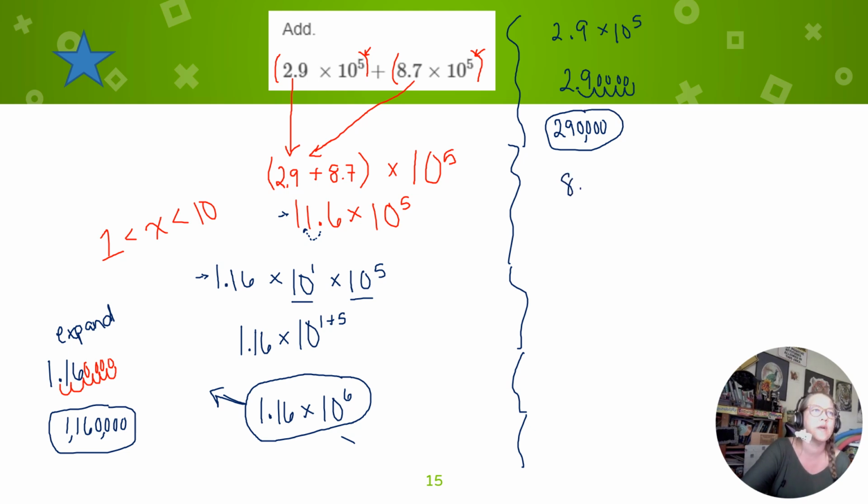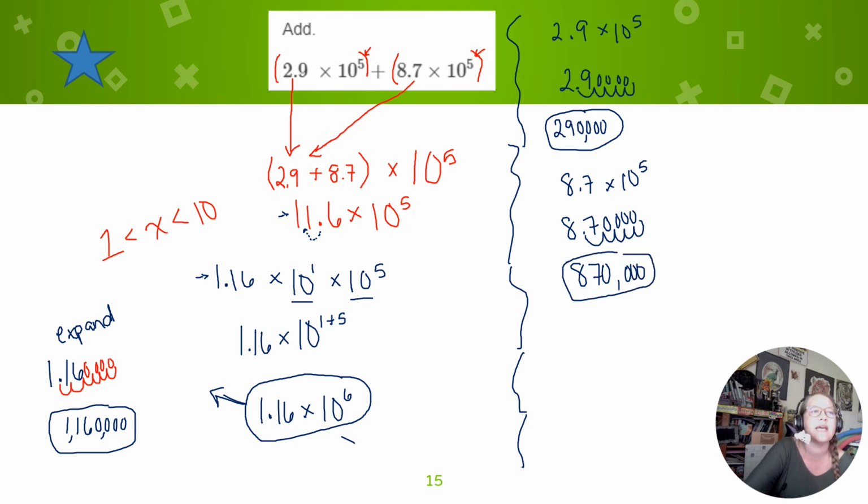All right. And then for the other one, let me just circle it so I don't lose that. I have 8.7 times 10 to the 5th. So 8.7, and I'm going to move that 5 times. 1, 2, 3, 4, 5. So that'll be another 4 zeros here, which will give me 870,000. All right, so now we have our two numbers that we need to add together. So we need to add together 290,000 and 870,000.